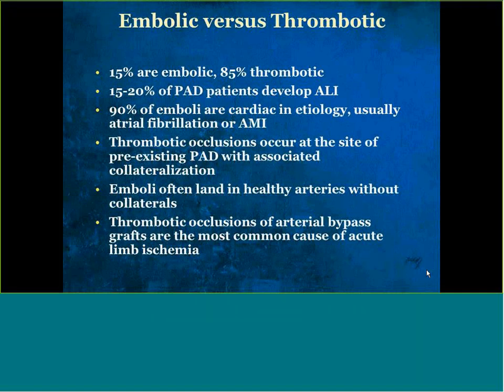Thromboses occur at the site of pre-existing peripheral arterial disease. So maybe the patient had a stent graft in their leg and they developed stenosis in the stent graft. Unlike healthy arteries, these have collaterals. So sometimes we'll see it at the femoral artery or popliteal artery.